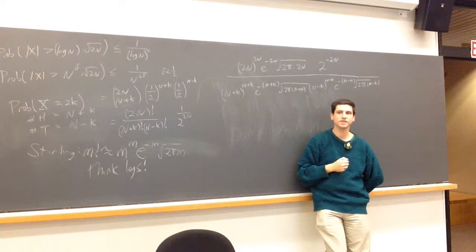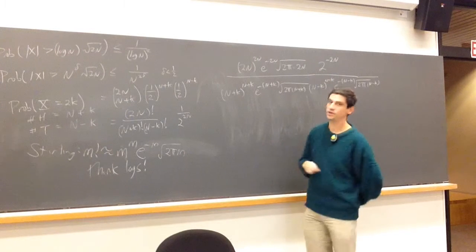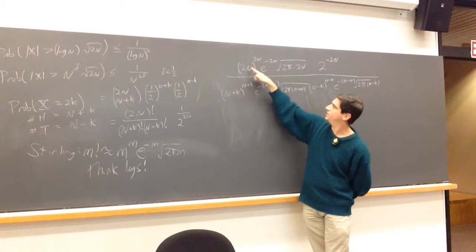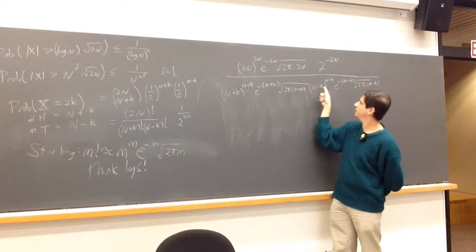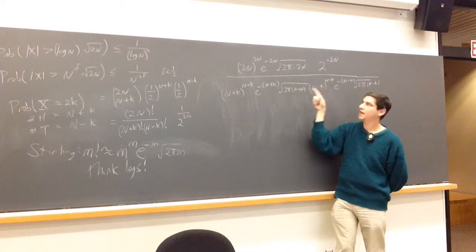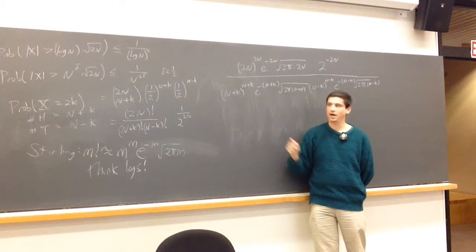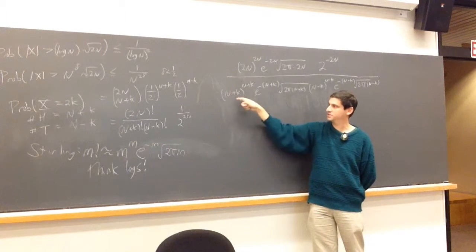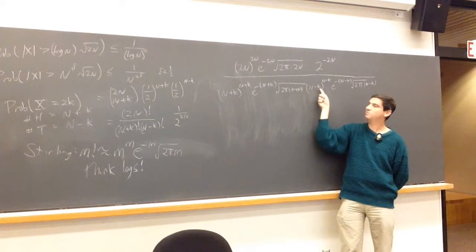All right, there's going to be a lot of cancellation. We have a 2 to the 2n, a 2 to the negative 2n. The 2's cancel. We have an n to the n. We have an n plus k to the n plus k. We have an n minus k to the n minus k. I can pull this n downstairs into each of those. I pull n plus k of n's into here, and I'll get n plus k over n. And I pull n minus k n's into here, and I'll get n minus k over n.